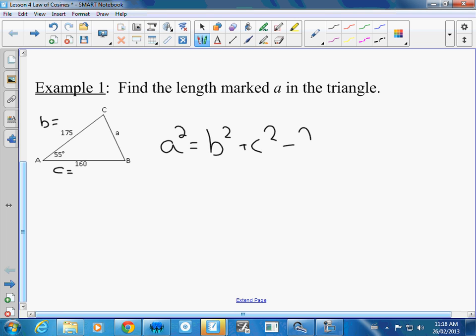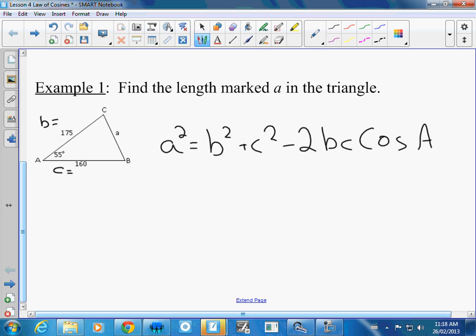Minus 2, oh shoot, I can't remember the letters. What letters are here? B and C, and then the cos of, what does it start with? A, so then it's the cos of A. Once you know the pattern, the formula is really easy to use.